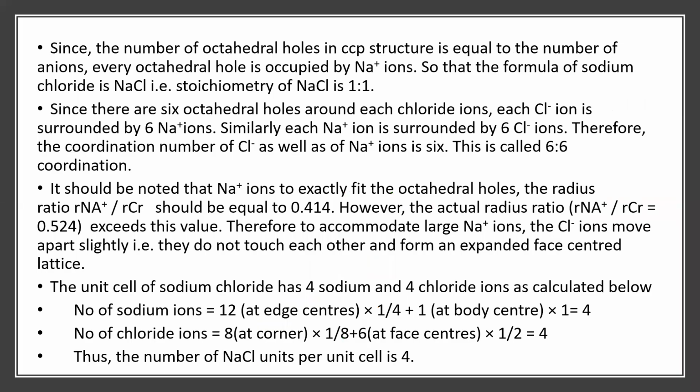Next. Since the number of octahedral holes in a CCP structure is equal to the number of anions, every octahedral hole is occupied by sodium ions. So the formula of sodium chloride is NaCl, and the stoichiometry of NaCl is 1:1. This point is also very important. So 1:1 is very important here.